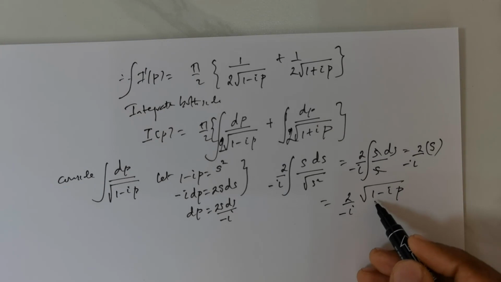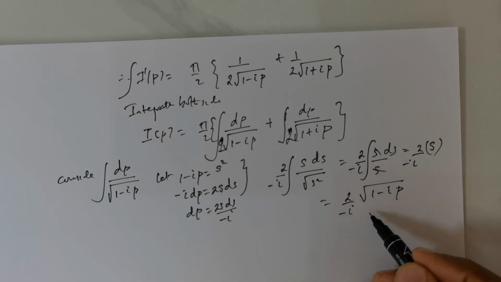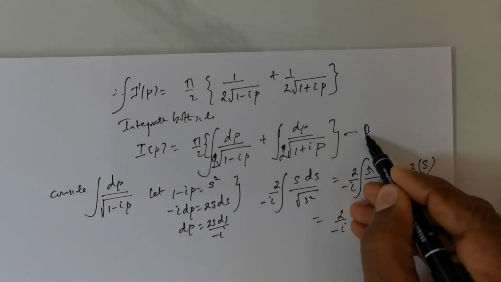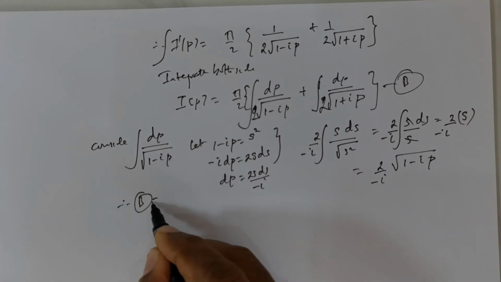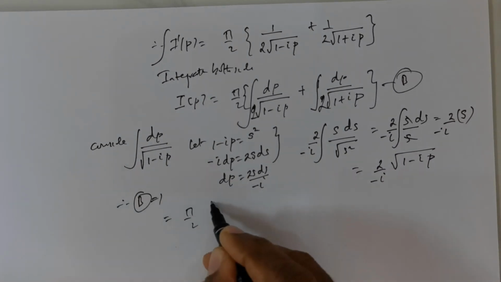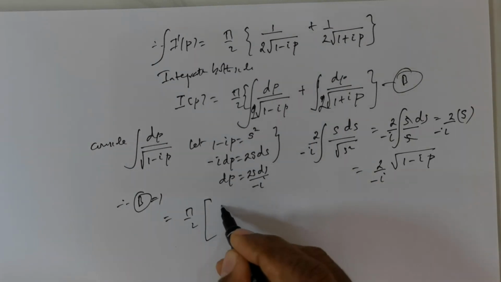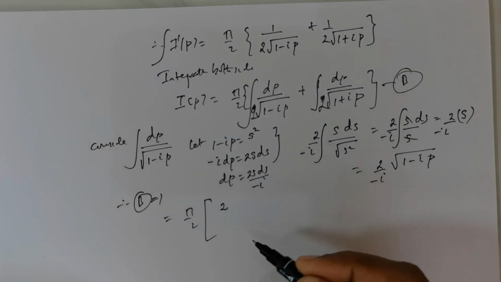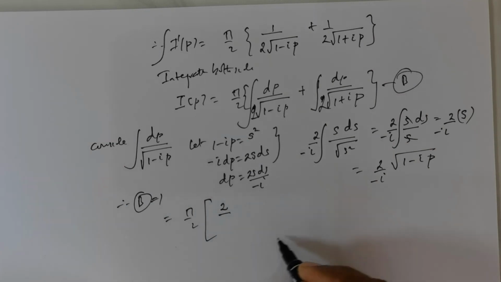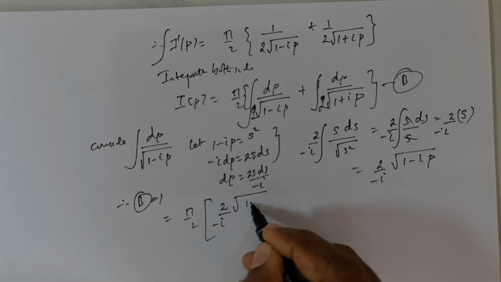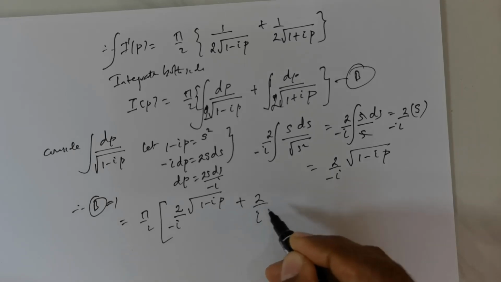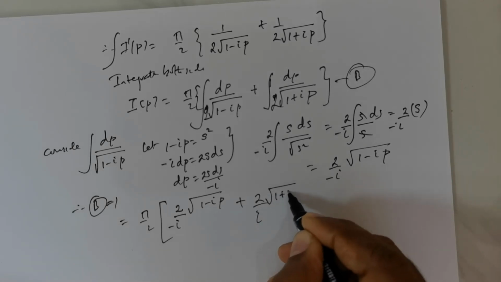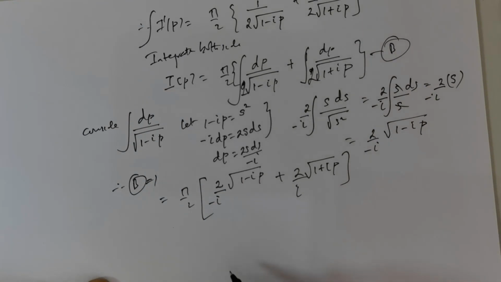The only change is that you will have a positive sign. So if you were to take this as B, therefore B is equal to pi over 2, substitute the values, 2 times of negative I root of 1 negative I times p, positive 2 times of I root of 1 positive I times p. So this is what we've got.